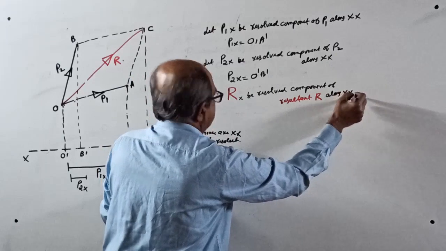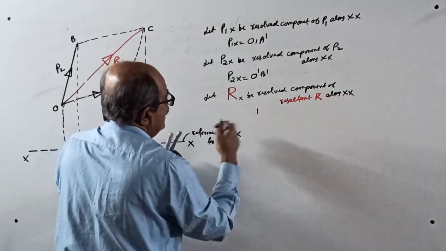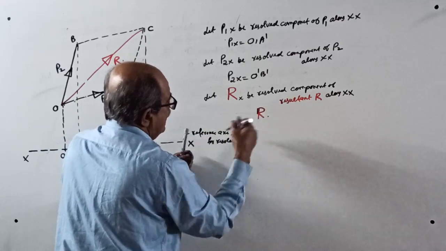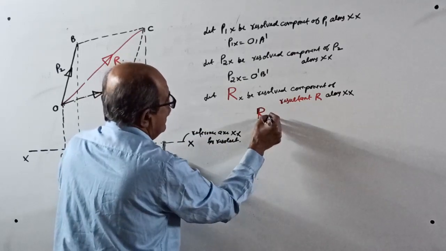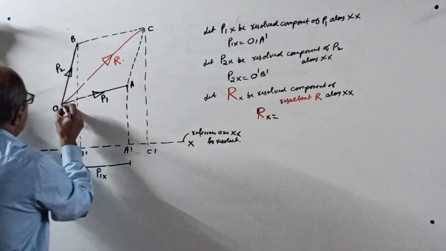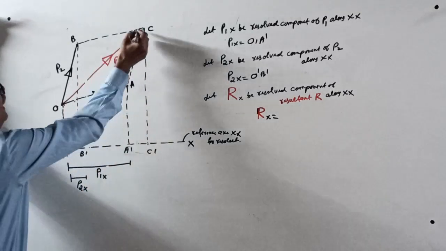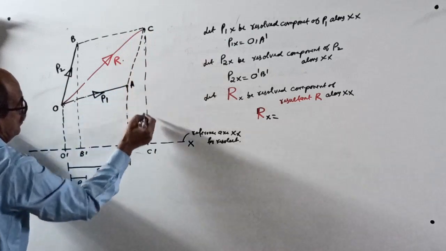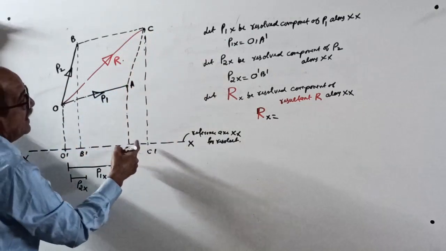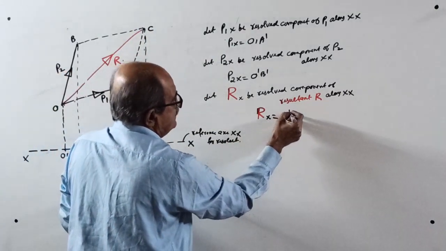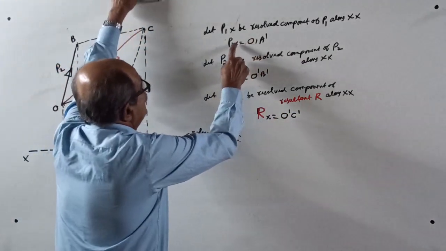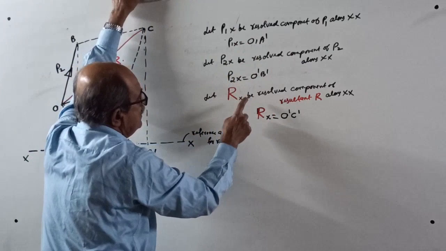Along the x-axis, surely Rx will be equal to... Rx, x is in black color. R starts from O and ends at C, so project here. It is O dash to C dash, O dash to C dash. Now you have to prove that P1x plus P2x equal to Rx.